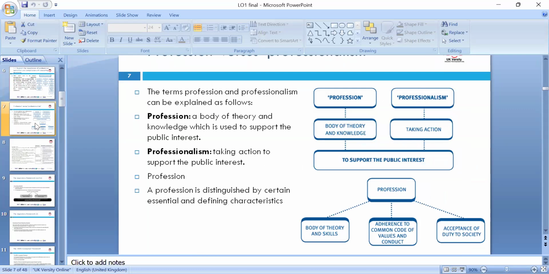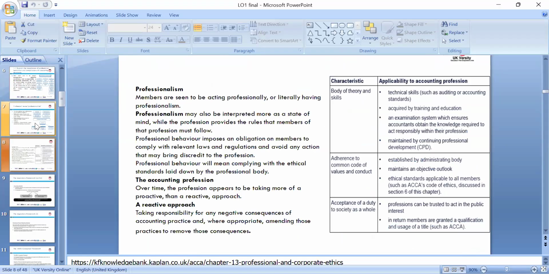As a professional, ethics and moral principles, the wider interest of the public is a crucial element. Okay, profession and professionalism. Profession is the body of theory or knowledge which is used to support the public interest, and professionalism is about taking actions to support the public interest. That's the key as a professional person. Of course, we need to look at ethics in light of the professional code of conduct. As a professional person, we need to keep our knowledge regular and up to date, as we just mentioned, with CPD rules and regulations we should follow.